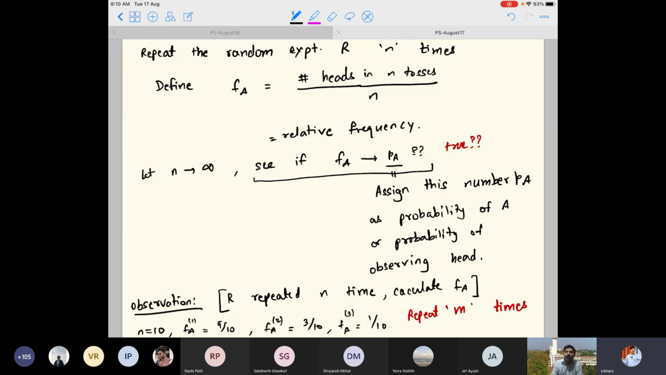So hypothetically, what is going to happen? You are going to let that n go to infinity. And when n goes to infinity, wherever this value FA converges to, that real number PA, you will call the probability, and that's the probability that we will assign to this particular event A, which is nothing but observing a head when you toss a coin. You understand this experiment? Is there any doubt about this experiment? Any comments on this? Please speak up right now. This is a very important concept, okay?